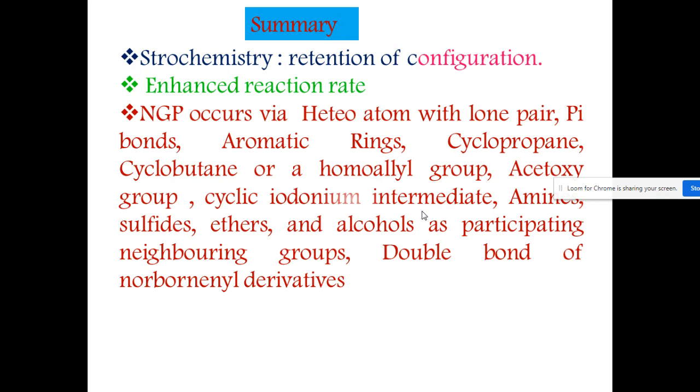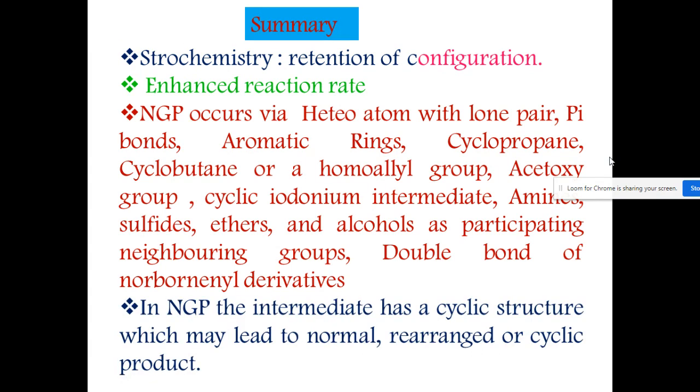NGP occurs via heteroatoms with lone pairs, pi bonds, aromatic rings, cyclopropane, cyclobutane, or homoallyl groups, acetoxy group, cyclic iodonium intermediate, amines, sulfides, ethers, alcohols as participating neighboring groups. Double bond of the norbornenyl derivatives can also act as the neighboring group in the neighboring group participation reaction. In neighboring group participation, the intermediate has a cyclic structure which may lead to normal, rearranged or cyclic product.